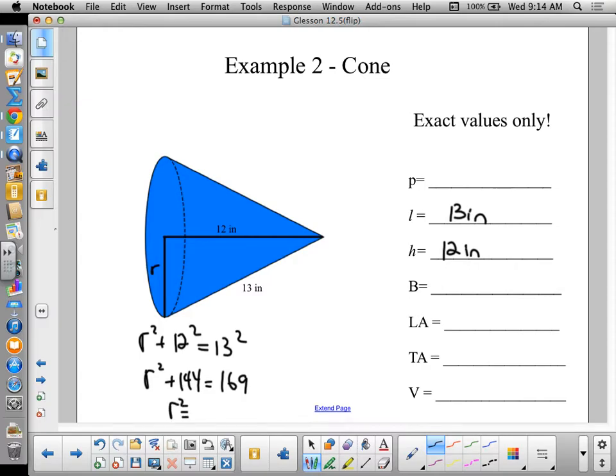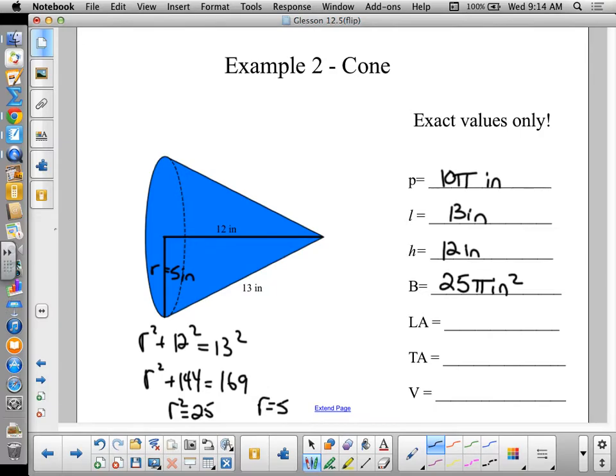So r squared is going to be 25. So r is very clearly 5 inches. From that, we can calculate both the perimeter of our base, which would be pi times diameter, 10 pi inches, and the base area, which is pi r squared, 25 pi inches squared.